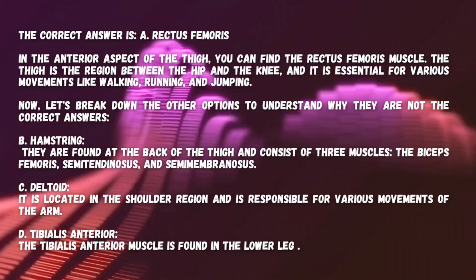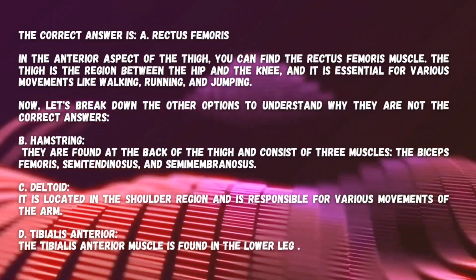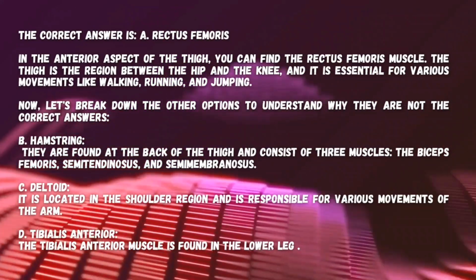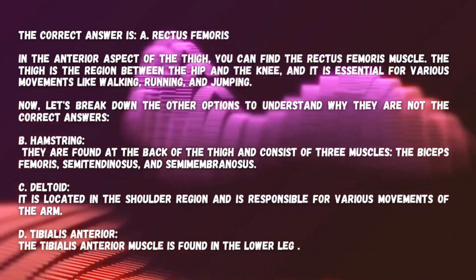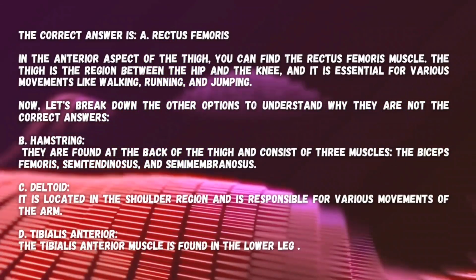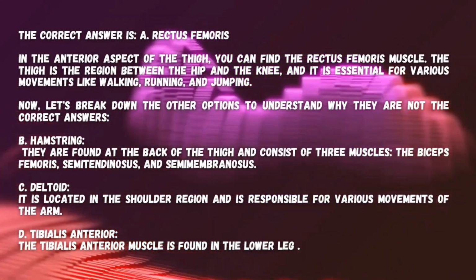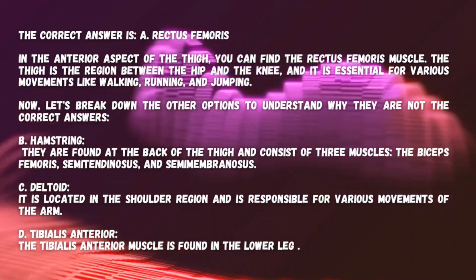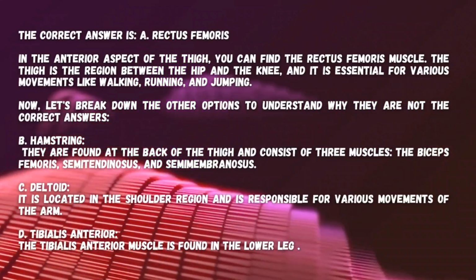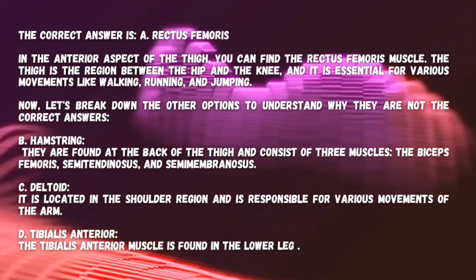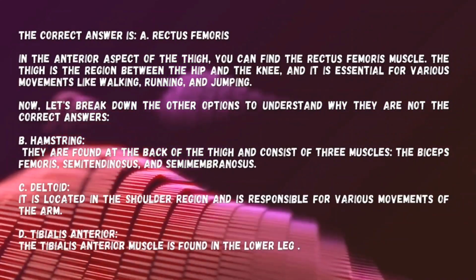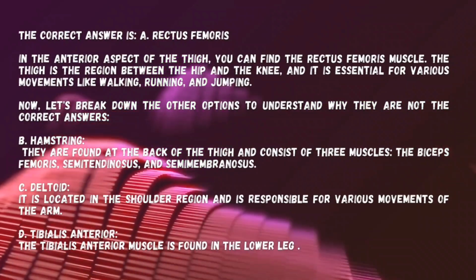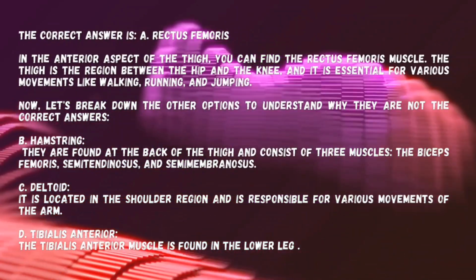B. Hamstring. They are found at the back of the thigh and consist of three muscles: the biceps femoris, semitendinosus, and semimembranosus. C. Deltoid. It is located in the shoulder region and is responsible for various movements of the arm. D. Tibialis anterior. The tibialis anterior muscle is found in the lower leg. Remember, the rectus femoris muscle, which is part of the quadriceps muscle group, is the one located in the anterior aspect of the thigh and is involved in extending the knee joint.